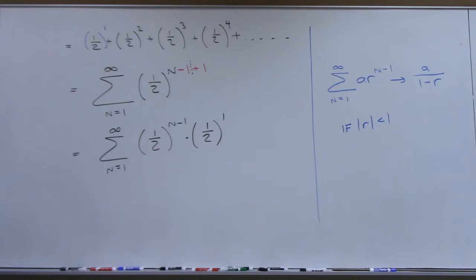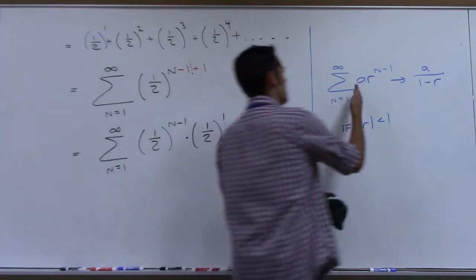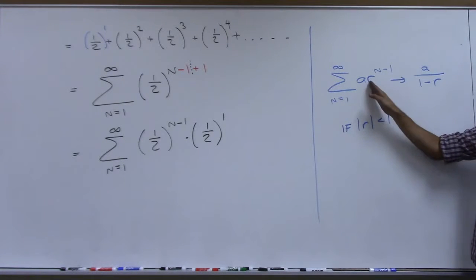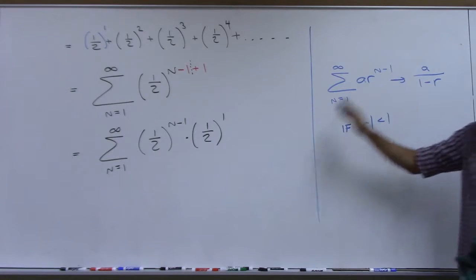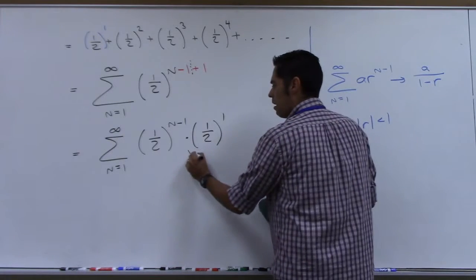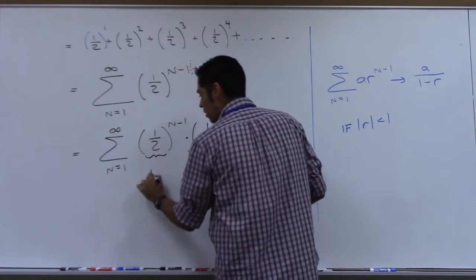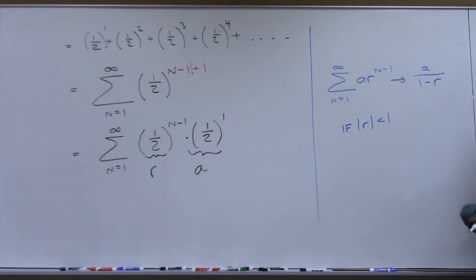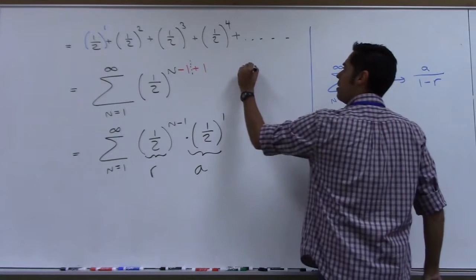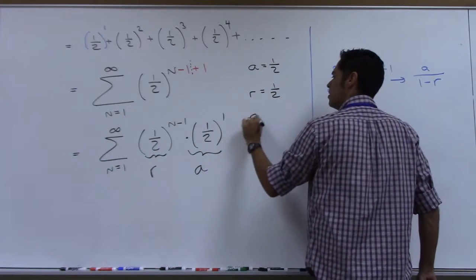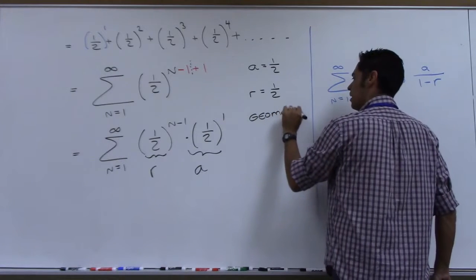So now does it look like that formula? Do you have a number by itself that doesn't have the n on it? Yes? What is it? 1/2, right? Do you have a number that's being raised to the n minus 1? Yes, 1/2. So in this particular problem, we have that a is 1/2, and it turns out that r is also 1/2, isn't it? So from this, I know that a is 1/2, r is 1/2. This is definitely a geometric series.